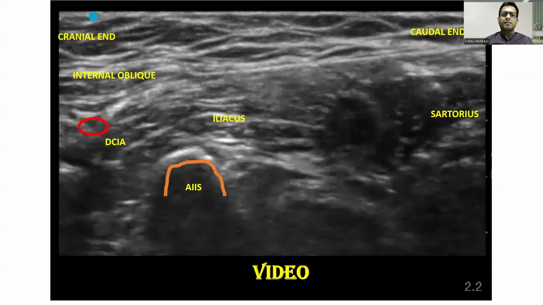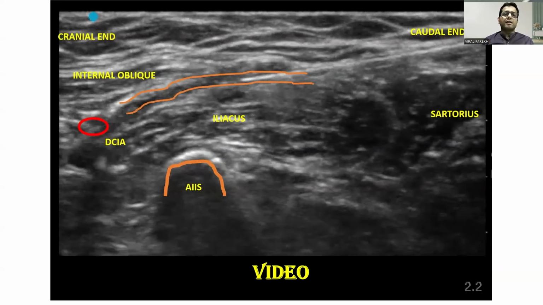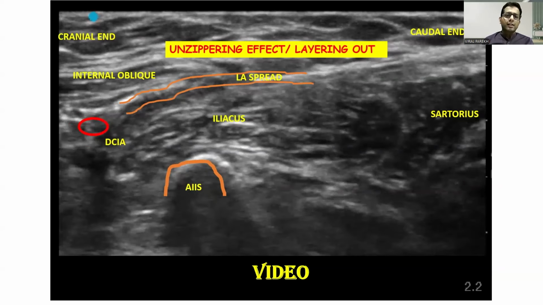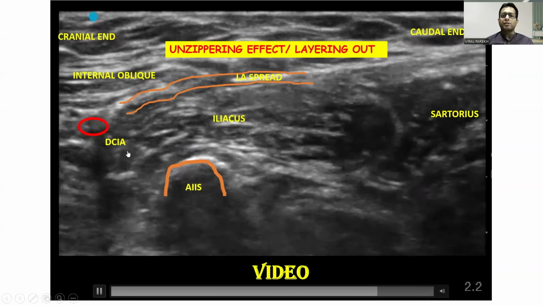We can appreciate a classic pop which I felt. And now as we can see the classical unzippering effect of the local anesthetic, or the layering out effect. So the local anesthetic is going beneath the deep circumflex iliac artery. So this is our target.